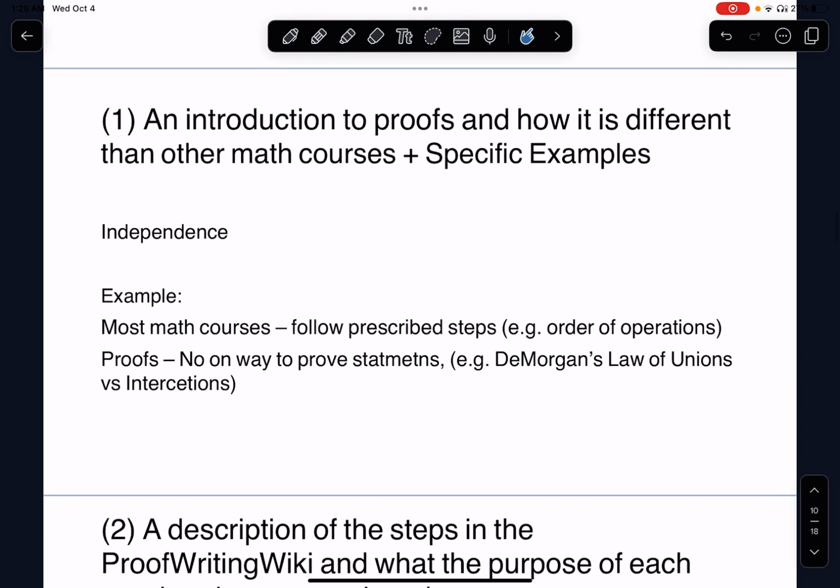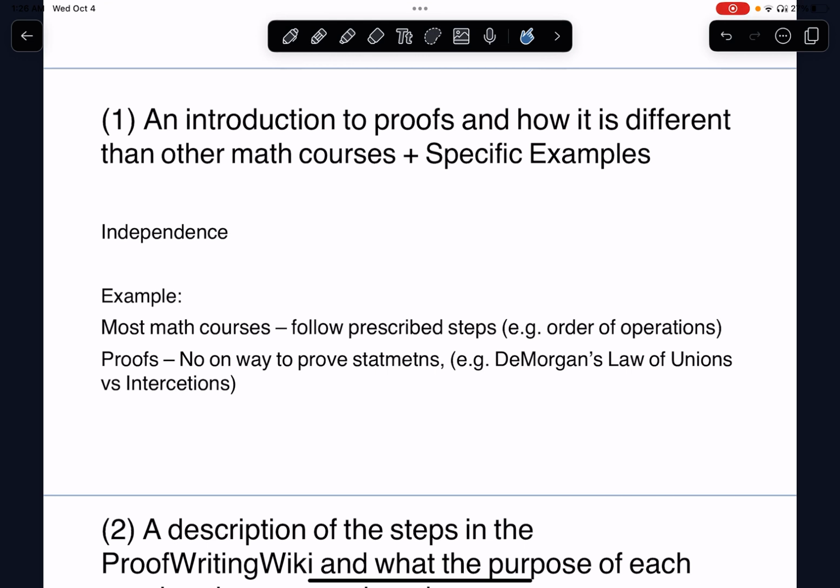The next and final point that I had was independence of writing proofs, in the sense of not having to follow these prescribed steps, but it's also not a copy-paste solution for every single problem that you have.